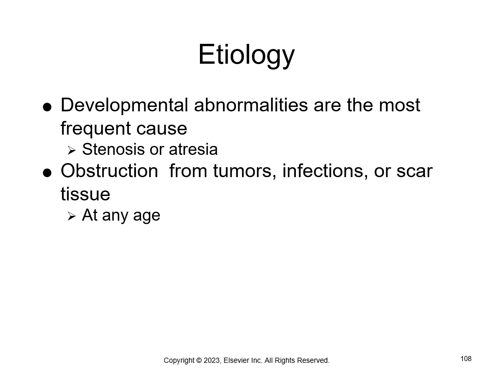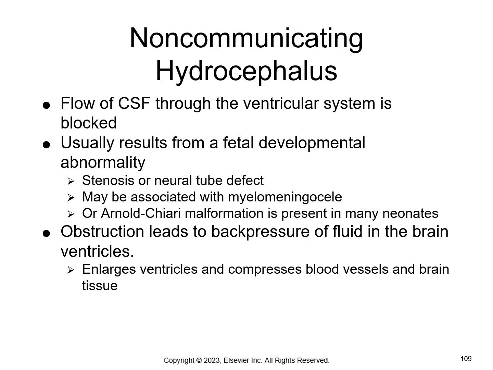So developmental abnormalities are the most frequent cause. This can be stenosis or atresia, and obstruction from tumors, infections, or scar tissue can happen at any age. The flow of cerebrospinal fluid through the ventricular system is blocked, and again, it usually results from a fetal developmental abnormality, like a stenosis or a neural tube defect. It can be associated with a myelomeningocele, or Arnold-Chiari malformation is present in lots of babies. Obstruction leads to this back pressure of fluid in the brain ventricles and enlarges the ventricles and compresses the blood vessels in the brain tissue.